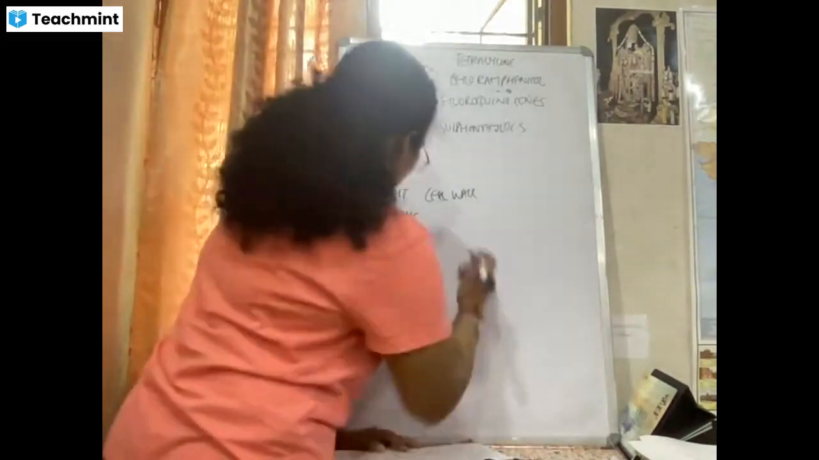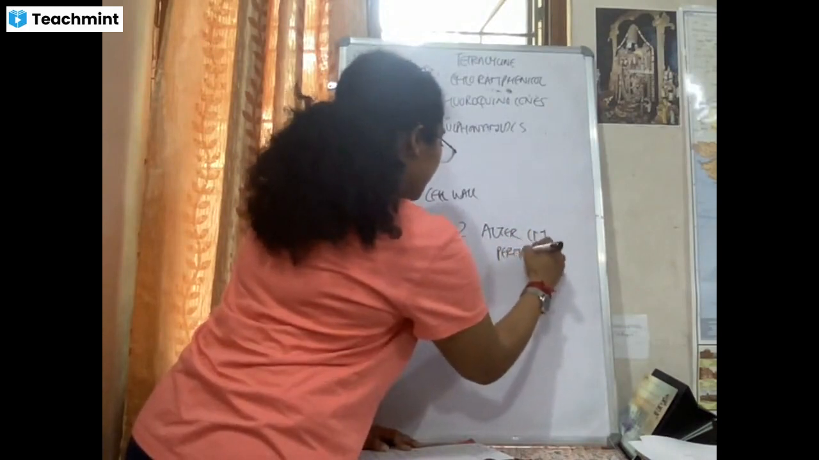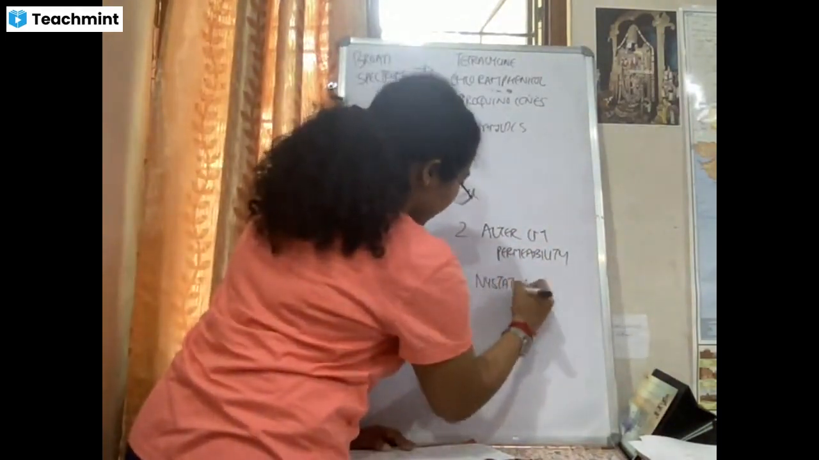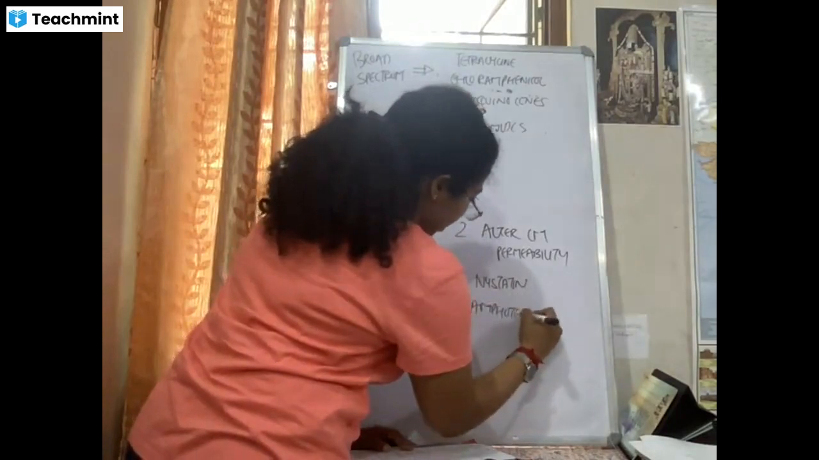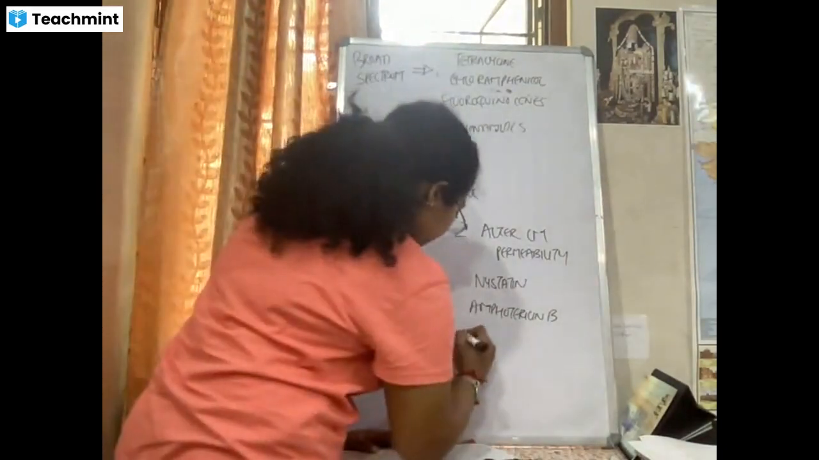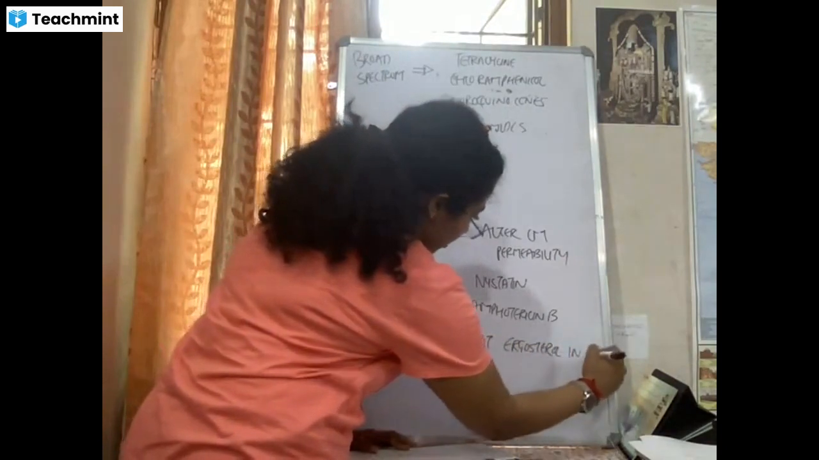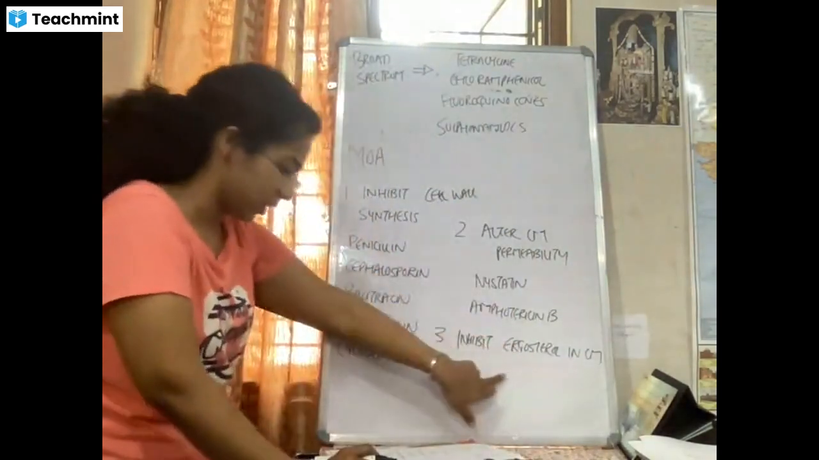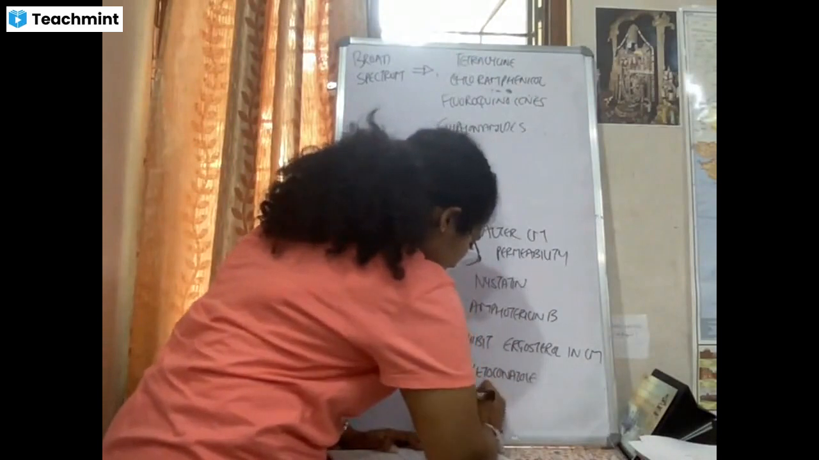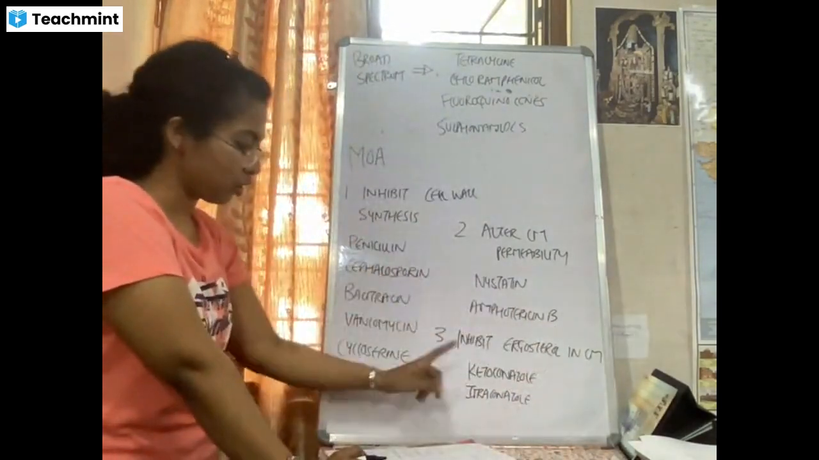Now, second class, alter cell membrane permeability. The cell membrane permeability is altered by nystatin and amphotericin B. Then, those that inhibit ergosterol in the cell membrane are ketoconazole and itraconazole. Inhibit ergosterol in cell membrane: ketoconazole, itraconazole.